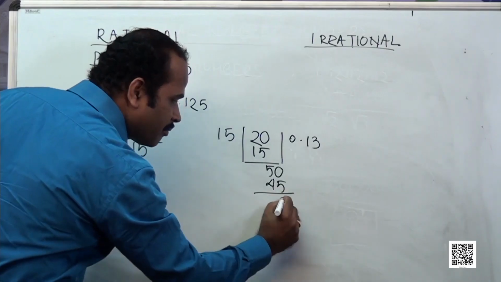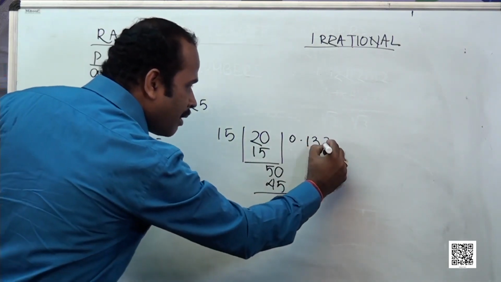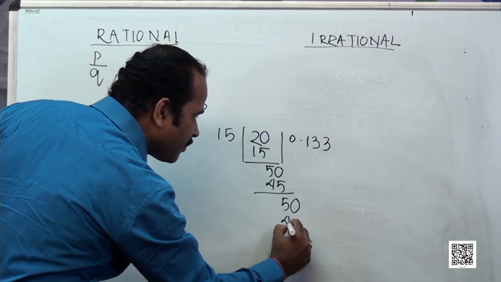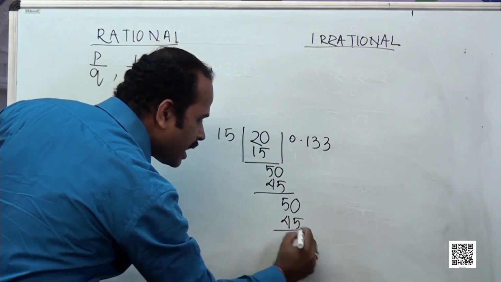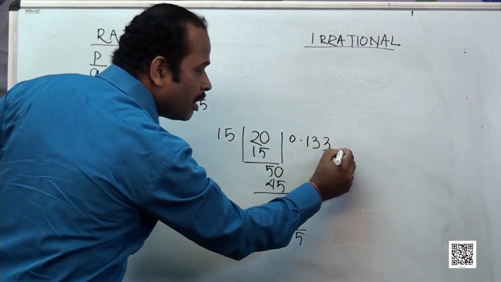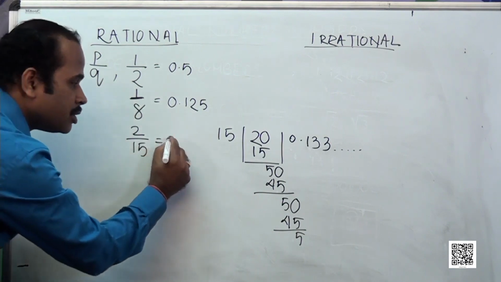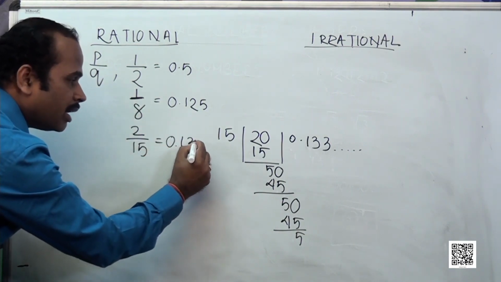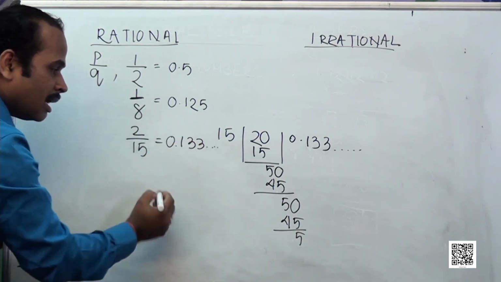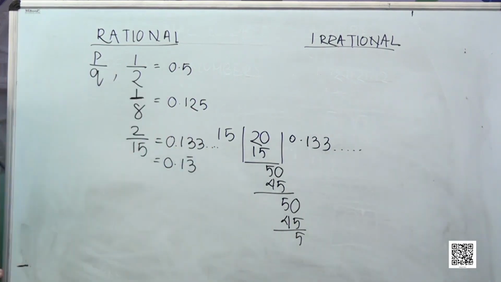So 15 times 3 is 45. Now 5 comes here. Again due to the decimal, again it will come. So again I will put 3. This will give 45 again. So the 5 again here. Now if I give again 0, I will find again 3. So this will continue. So I will find this 2 by 15 comes as 0.133 and so on. That means I can tell it is 0.13 bar. This bar notation is given to represent the repeating part of the decimal number.